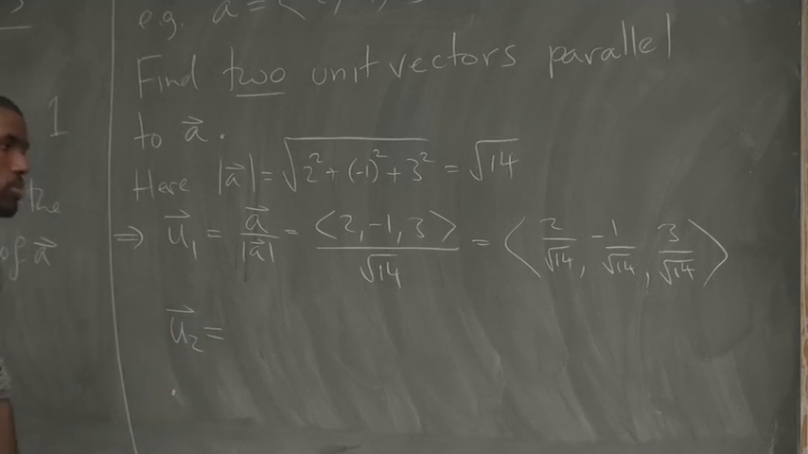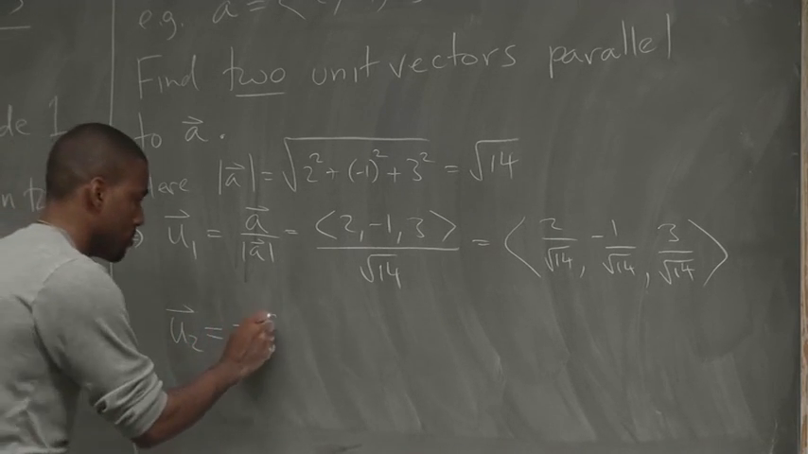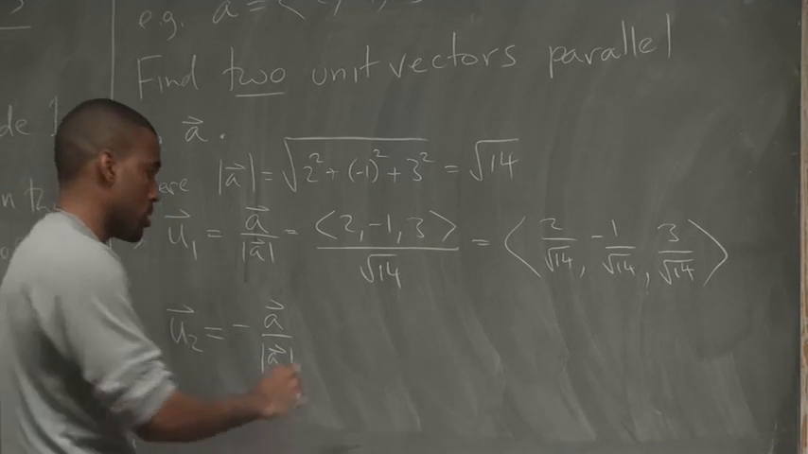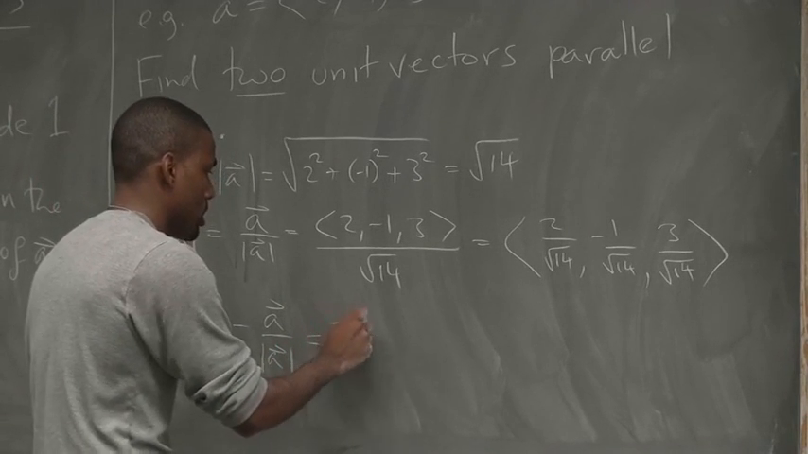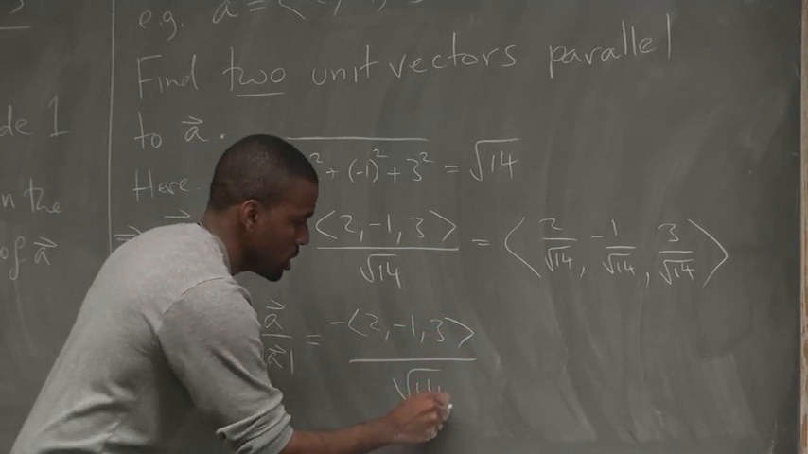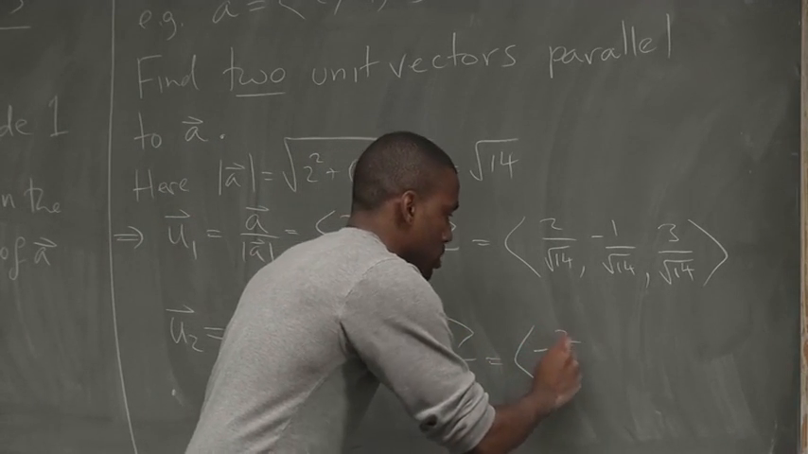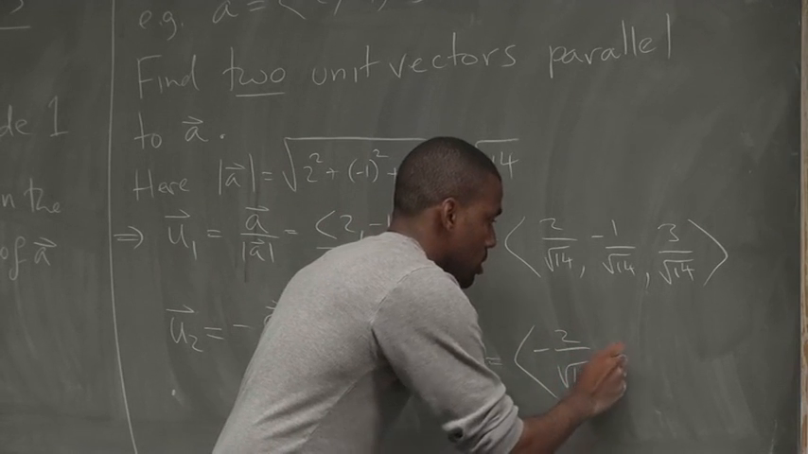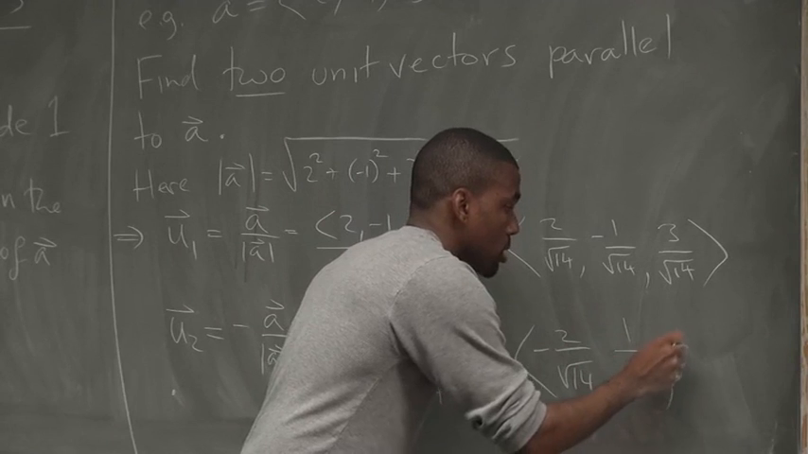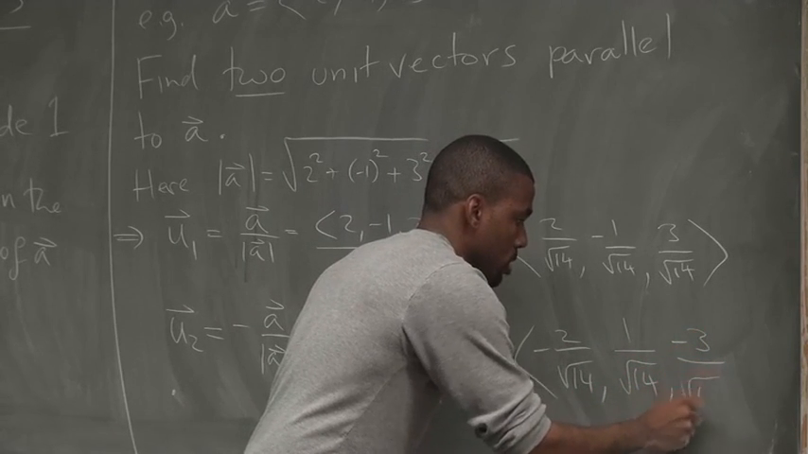Another unit vector would be which vector? Yeah, you can negate all of those components. The negative. It's still parallel, it just goes in the opposite direction. So this is just the negative of 2, minus 1, 3 divided by radical 14, which is minus 2 over radical 14, positive 1 over radical 14, minus 3 over radical 14.